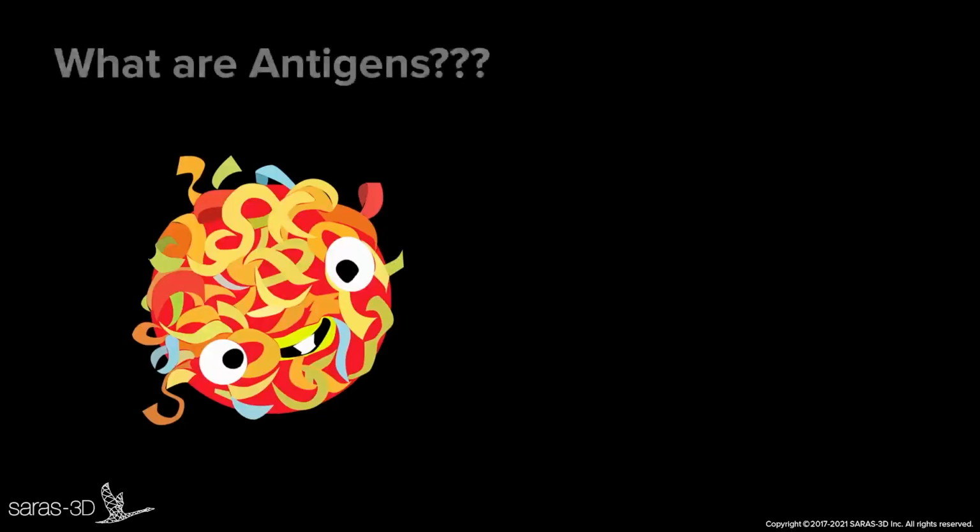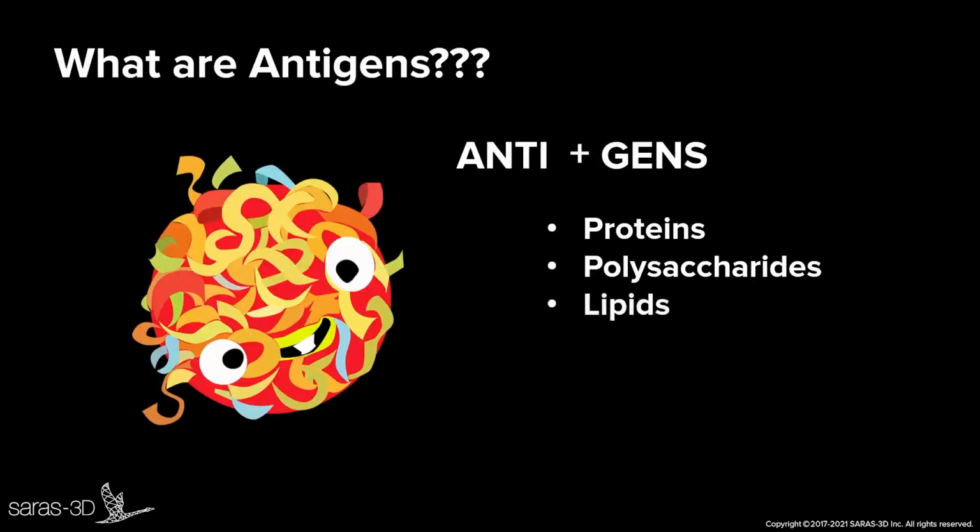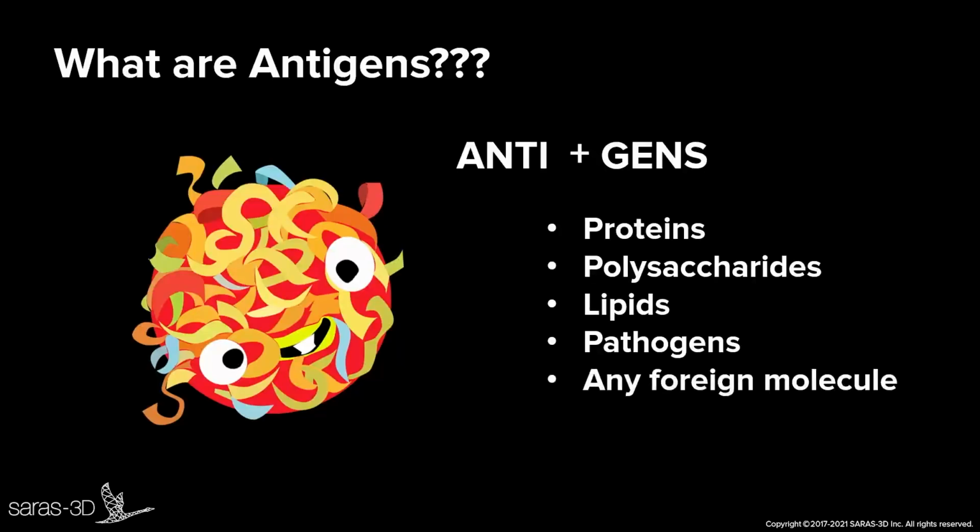The first important aspect is that it has to identify the antigen. So before going further, we should know what antigens are. As the name specifies, these are anti plus gens, meaning the substances which produce antibodies or lead to the generation of antibodies. Antigens can be proteins, they can be polysaccharides, they can be lipids. It can be a pathogen or any large molecule that does not belong to the body.